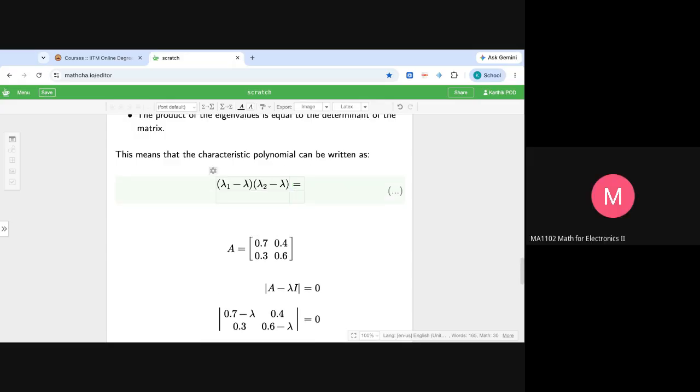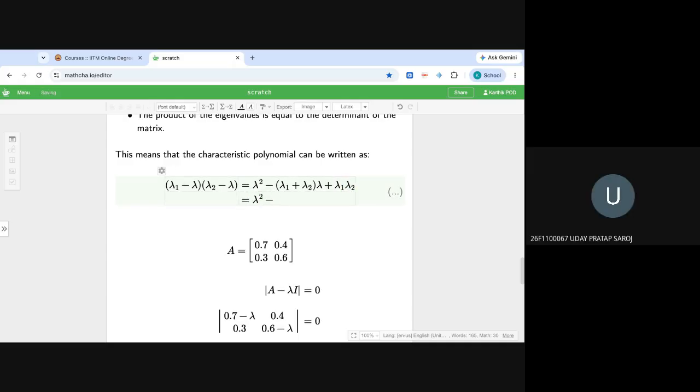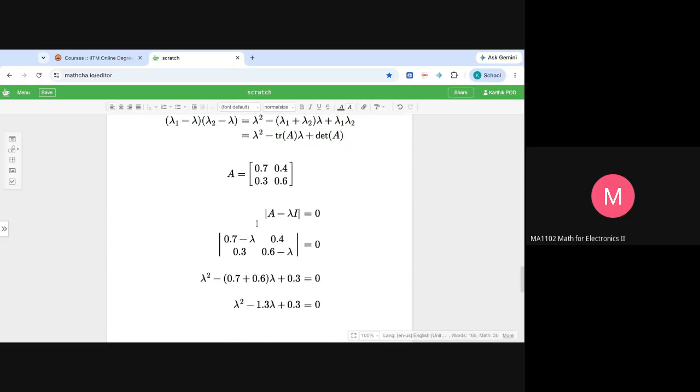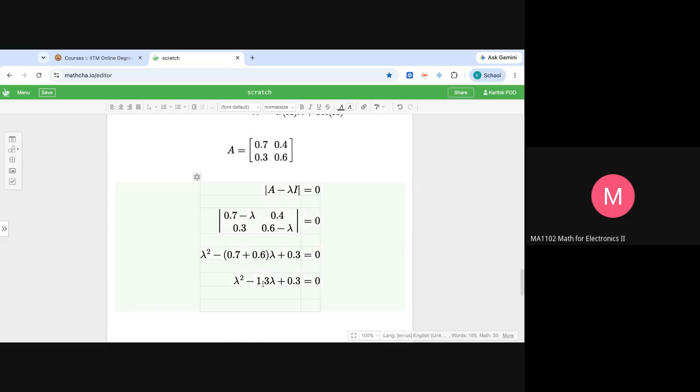If you expand, you'll end up getting lambda square minus (lambda 1 plus lambda 2) lambda plus lambda 1 lambda 2. And lambda 1 plus lambda 2 is nothing but the trace. So it's not really a trick. It's just the trace of A times lambda plus the determinant of A. So what we have done here is lambda square minus 1.3 lambda plus 0.3.